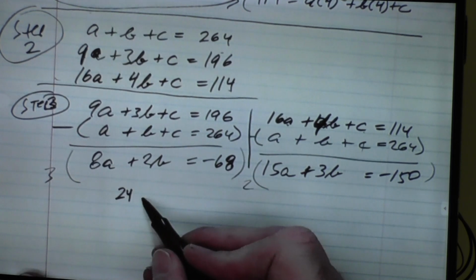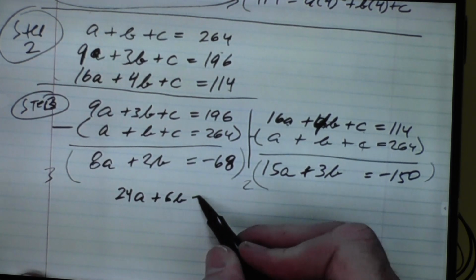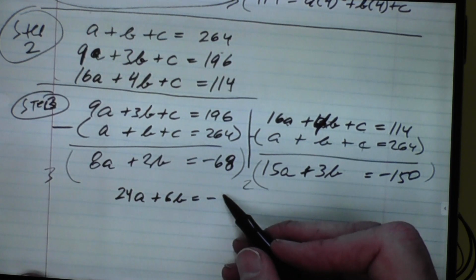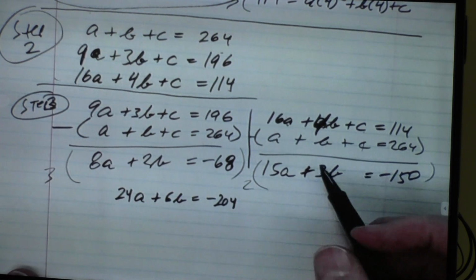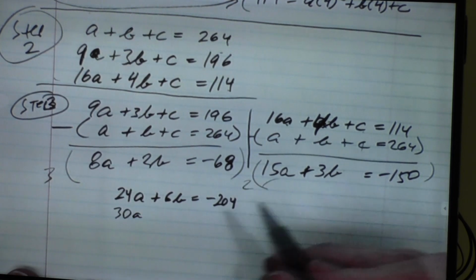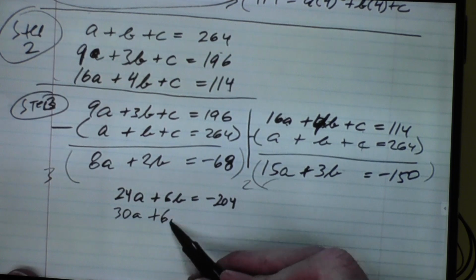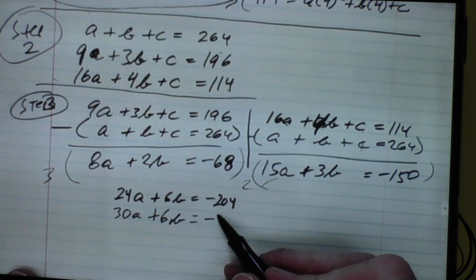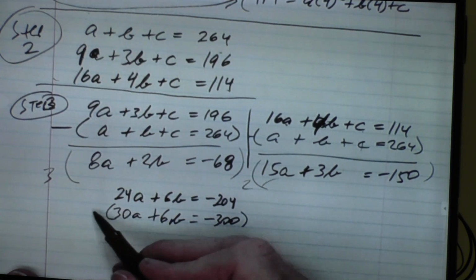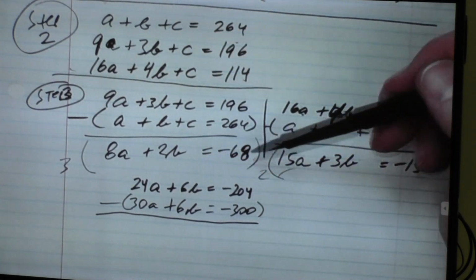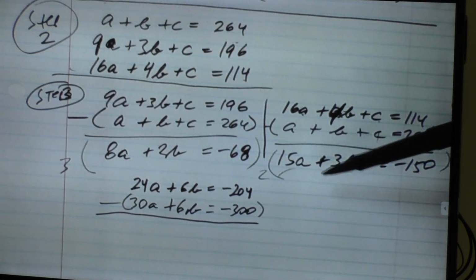So that's 24A plus 6B equals negative, 8 times 3 is 204. And here, 2 times each of these gives me 30A plus 6B and negative 300. Make sure I got these numbers right. Negative, that's also negative. Okay, I think I'm good with that.